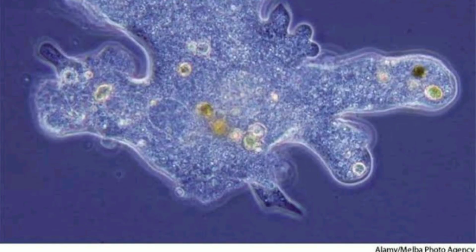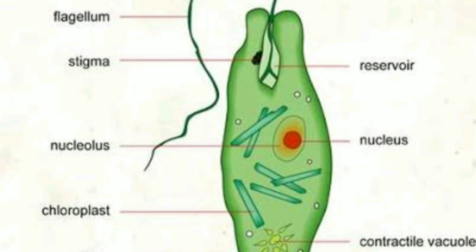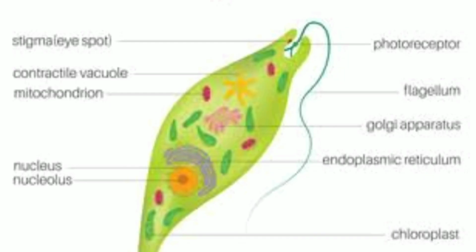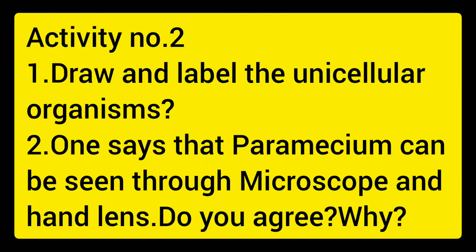Okay, these organisms are very minute and can be seen only through a microscope. Do you know why? Their body is composed of only one cell. Otherwise, they are single-celled organisms or unicellular organisms. This single cell performs all the activities of their body. So here comes our activity number 2. Draw and label the unicellular organisms.